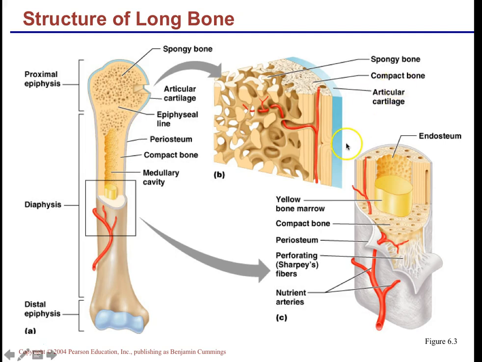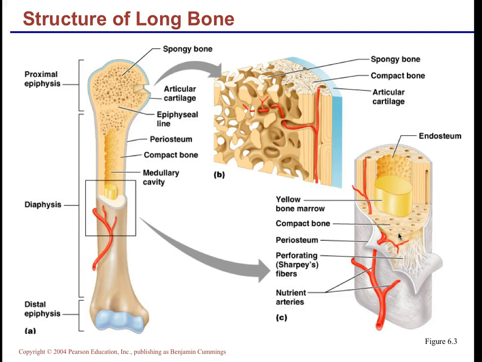So this is like a cross-section of a compact bone. And so you see the yellow bone marrow. You see the compact bone right here. It's arranged in long tubes that are cylindrical. And that gives a lot of tensile strength because a lot of the long bones are holding up a fair amount of weight.